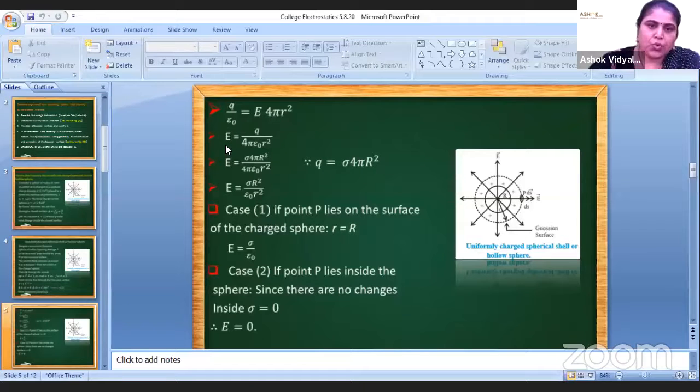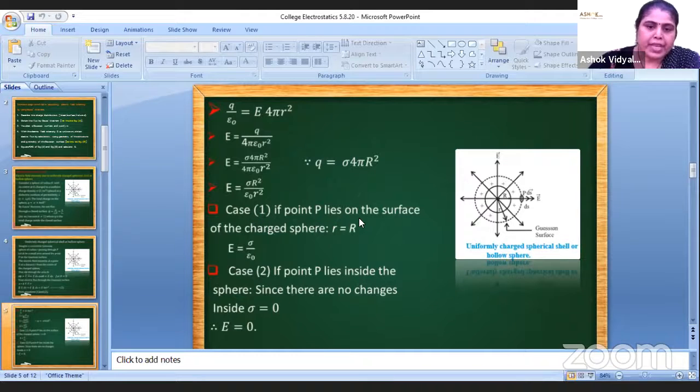Therefore, E is equal to q upon 4 pi epsilon naught r square. We make the equation for this E. Here q is equal to sigma into 4 pi R square. The 4 pi gets cancelled, and therefore finally we got E is equal to sigma R square upon epsilon naught r square. Now see case number 1.